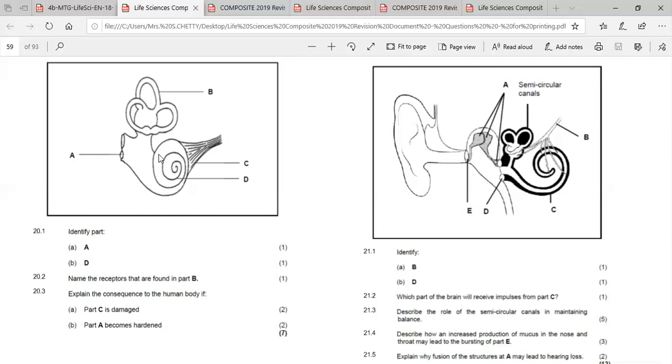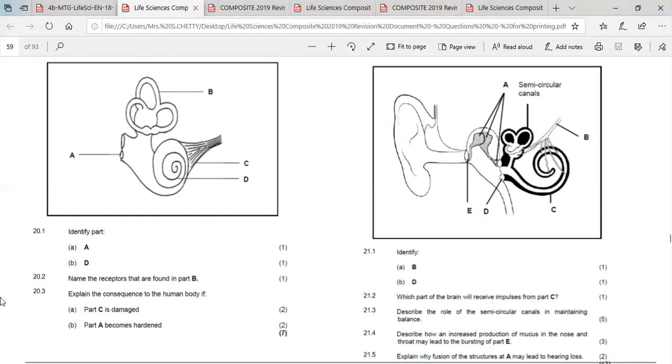If part A becomes hardened, what is part A again? It is your round window. Now, the purpose of the round window is to absorb the extra pressure waves set up in the inner ear, and that prevents distortion of sound in the inner ear. So if it is hardened, first of all, it will not serve its function in absorbing the pressure waves because it will not be able to vibrate.